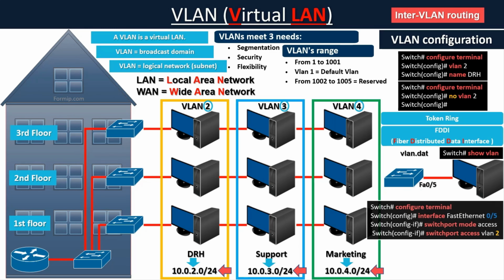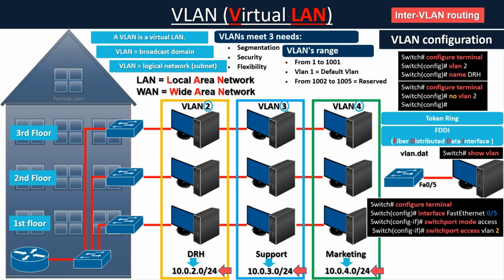The configure terminal command allows you to enter the global configuration mode. The interface FastEthernet 0/5 command enters the configuration of this interface. The switchport mode access command allows you to set up the port in access mode. And the switchport access vlan 2 command puts port 0/5 in VLAN 2.